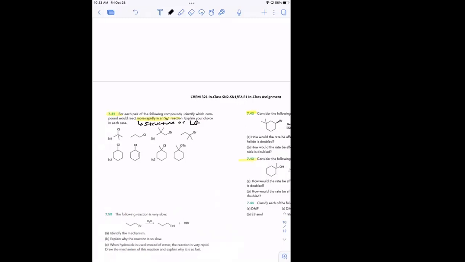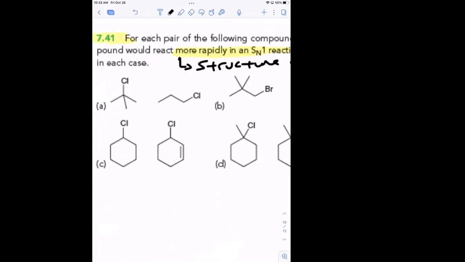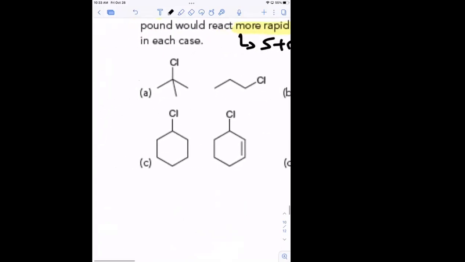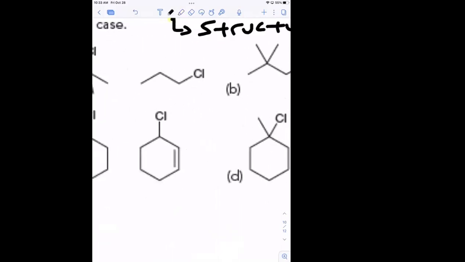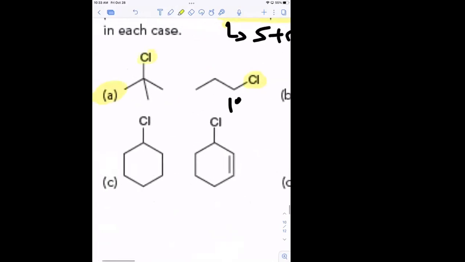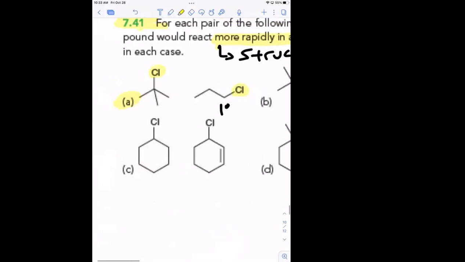Right, with the structure, you're thinking in terms of the carbocation that you're going to make when the leaving group leaves. If it's primary, that's going to be a bad carbocation. So let's look at A. What do you think? You have a primary alkyl halide, the chlorine as the leaving group, and over here you have a tertiary alkyl halide.